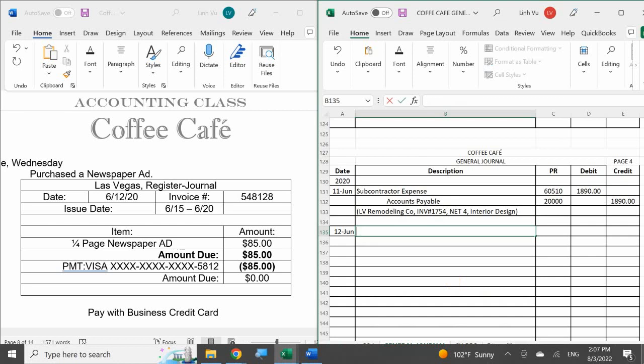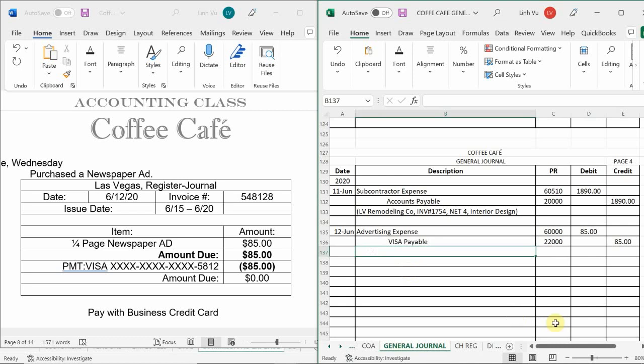So that's exactly what we did. We bought some advertising expense, and we paid it using our Visa payable. We decided to pay with our credit card. How much did we charge our card for? $85. So we have pretty much all the information that we need.